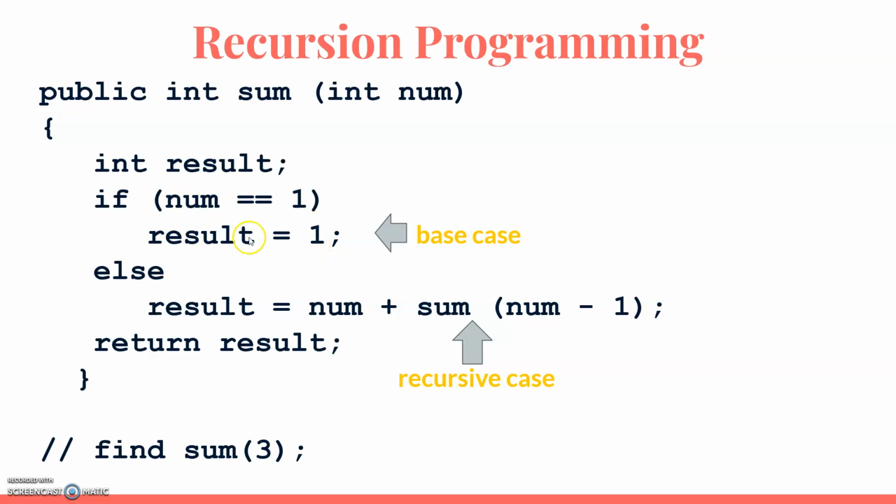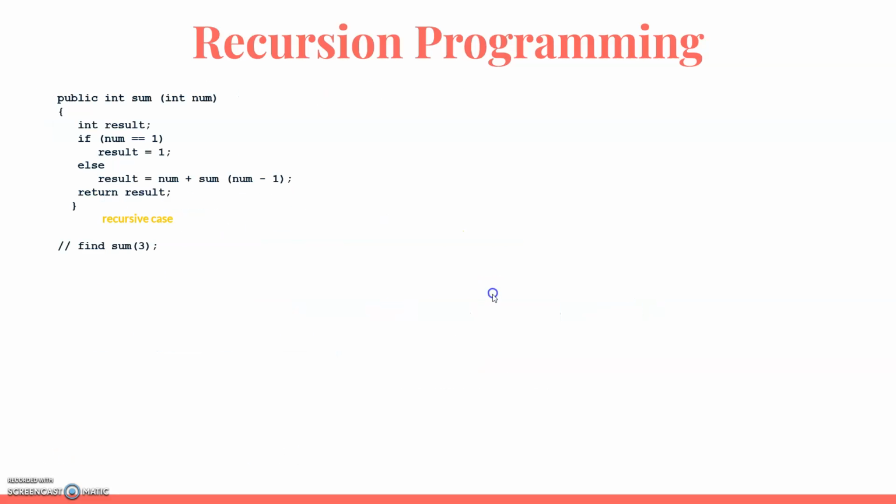So we set up a result value, and then in this part, if number is equal to 1, we're going to set result equal to 1. This would be the base case. Notice we're not calling sum again in this section. So in this case, result equals 1, and we're just going to return 1. In every other case, so 2, 3, 4, 100, whatever, we're going to end up in the else. And in the else, result is set equal to the current number plus the sum function of 1 less than number, the recursive case.